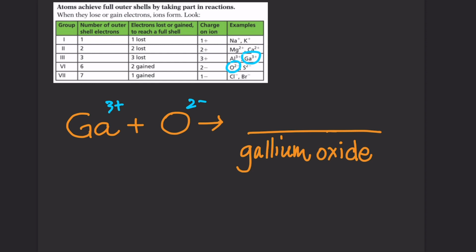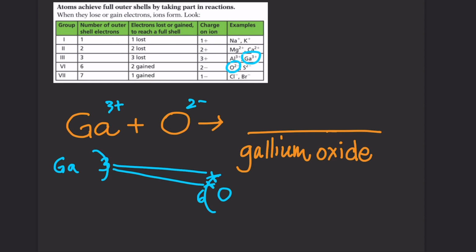Okay, so let's look at this one. Gallium can give away 3 electrons, while oxygen can only take 2. So let's look at it this way. Gallium would have 3 electrons in its outer shell, while oxygen, how many electrons in its outer shell? It's in group 6, so it has 6. So it only needs 2 to be complete, right?